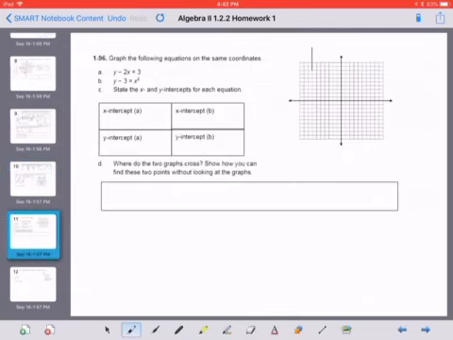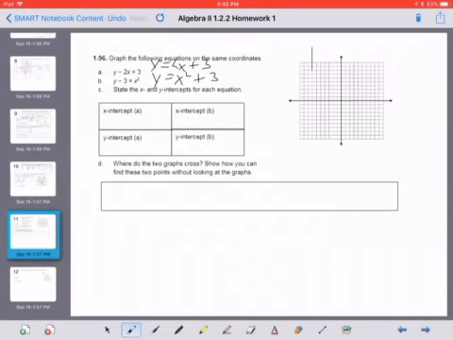Problem number 96 says graph the following equations on the same coordinates. So the first thing I need to do is solve for y. So for the first equation, I add 2x. So I get y equals 2x plus 3. And then the second one, I add 3. So y equals x squared plus 3. And then I graphed them because that's what it asked me to do.